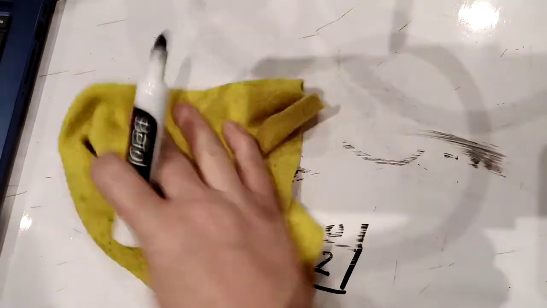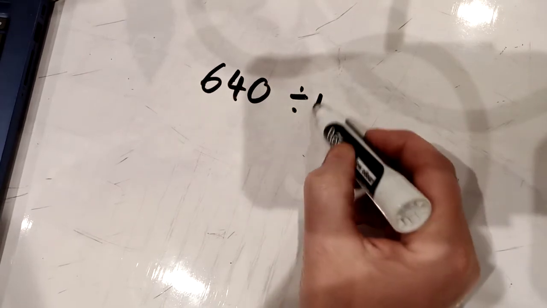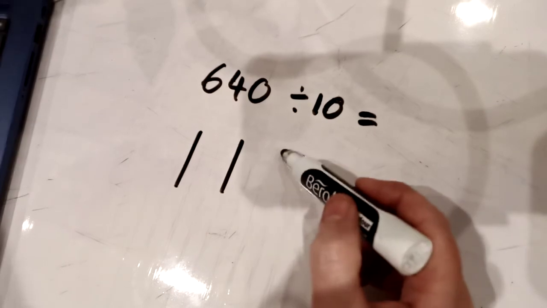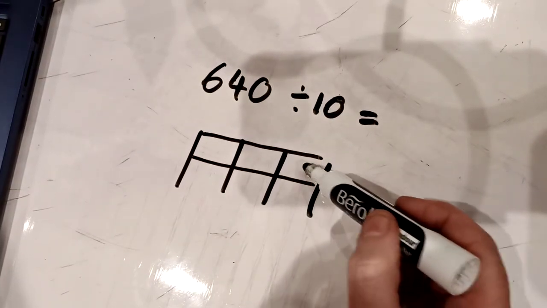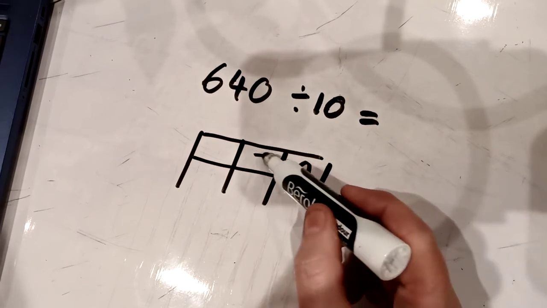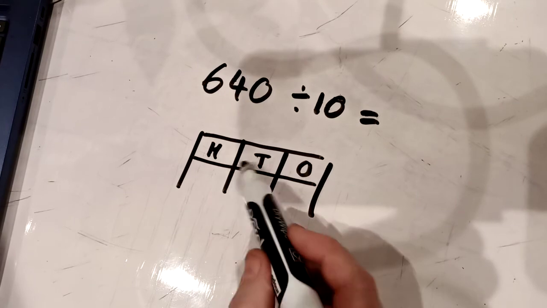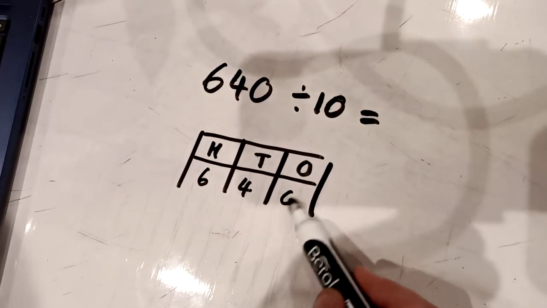Rightio. Let's have a look at another one. This time let's go for 640 divided by 10. Let's make it 10 times smaller. Let's draw my place value grid. Here we go. That's my ones. They're my tens. They're my hundreds. I put my 640 in, so I've got 600s, 4 tens and no ones.